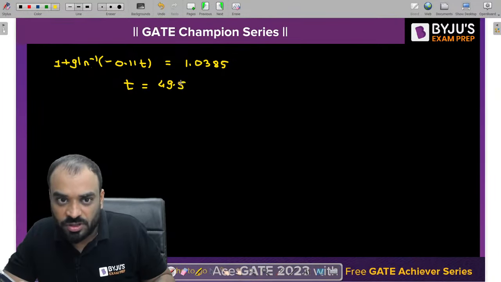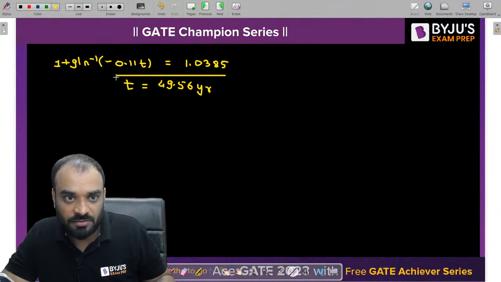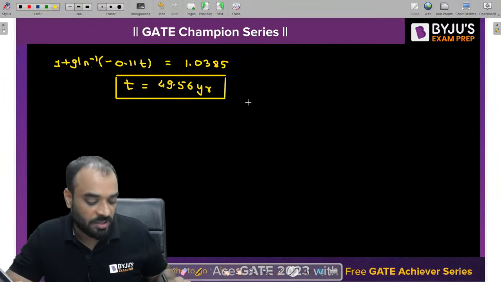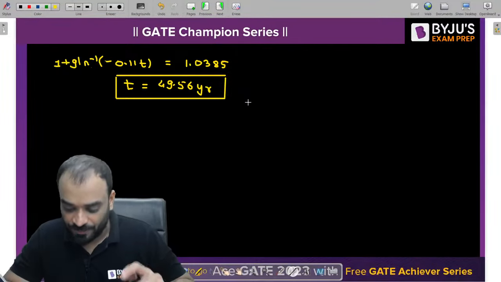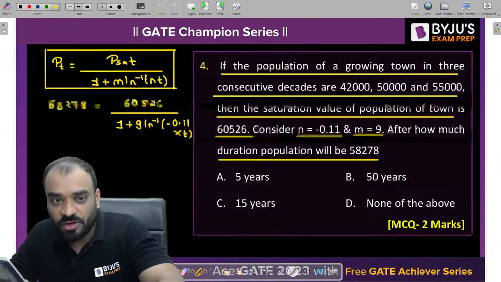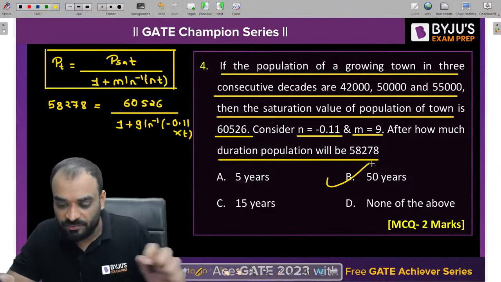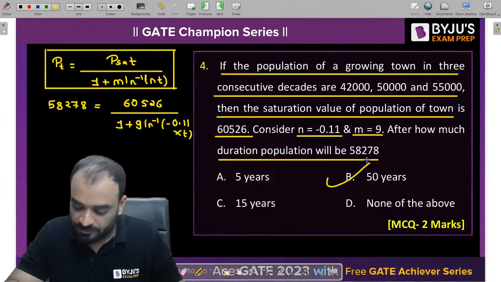49.56 year. We are getting 49.56 year. Please remember this point also, guys. The time which you have to put in the logistic curve method is in terms of year. But in other cases, we are trying to put in terms of decade. So t is equal to 49.56 year. Which particular answer can you take as correct? 50 year can be the answer for this problem.